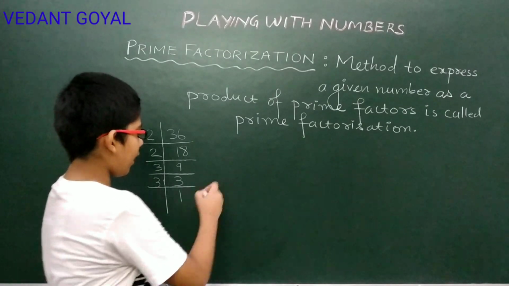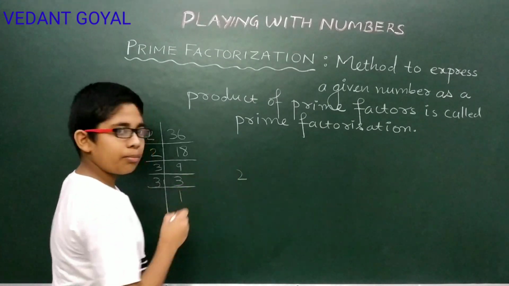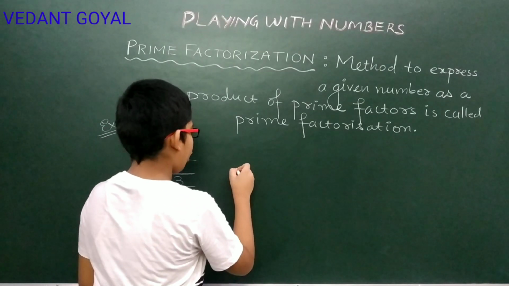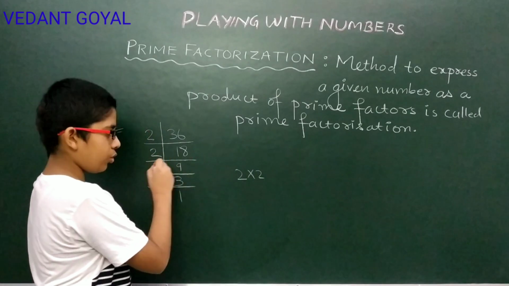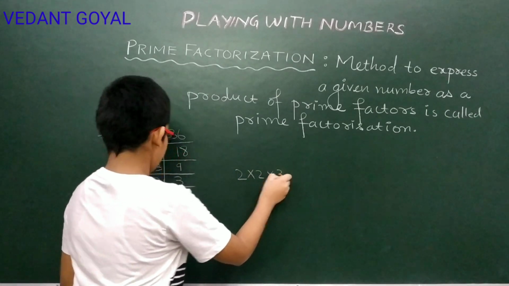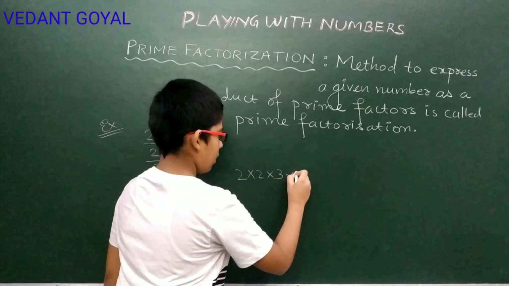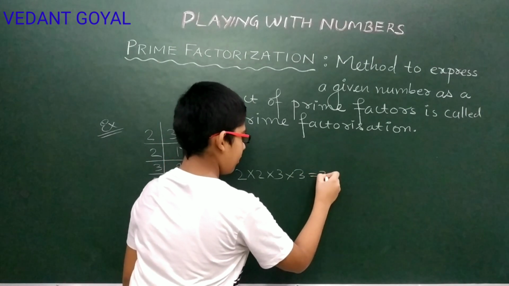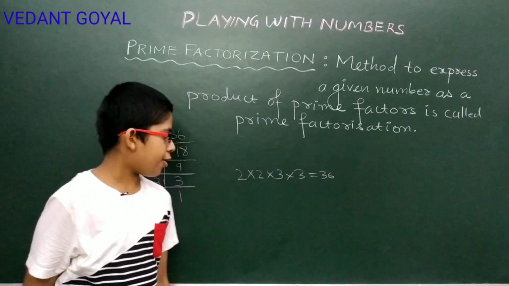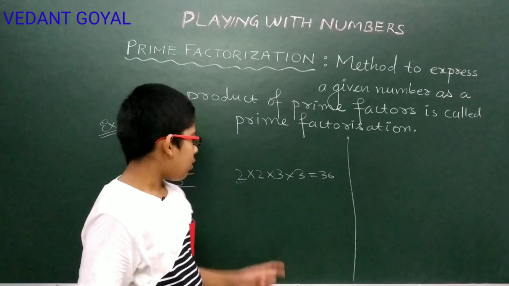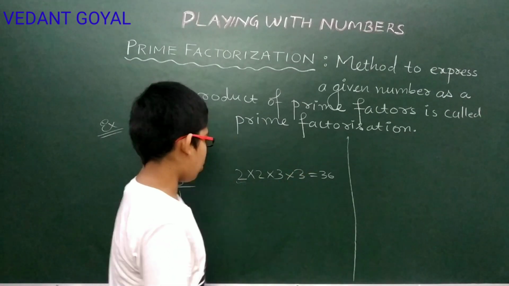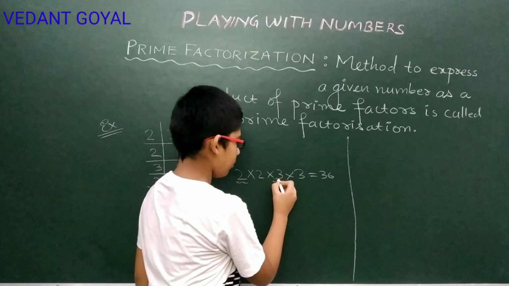And the prime factorization is the product of the divisors. What are the divisors? 2 into 2 into 3 into 3. So this is equal to 36. If we multiply them, we will also get 36. So these are the prime factors of 36.